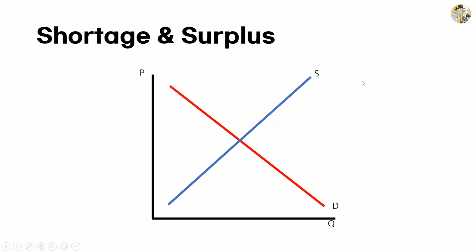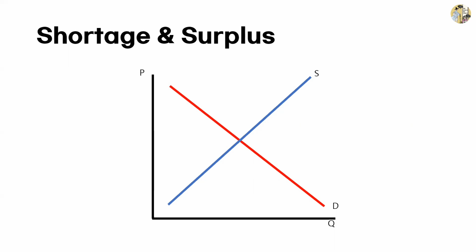The first concept we discuss is shortage and surplus. Shortage refers to a situation whenever the quantity demanded, or the willingness to purchase at a certain price, is bigger than the quantity supplied, the willingness to sell at a certain price. So it's just straightforward. A shortage is a situation in which people want to purchase more than what is actually being sold.